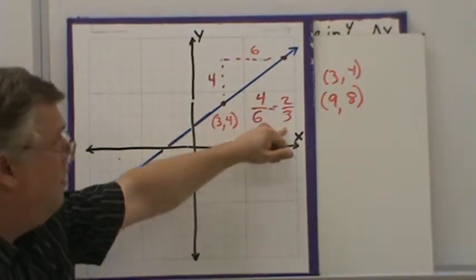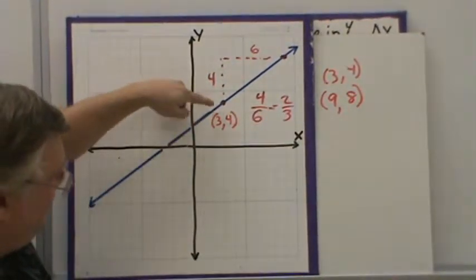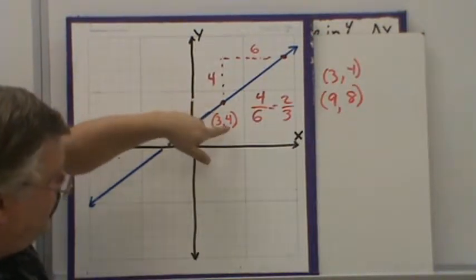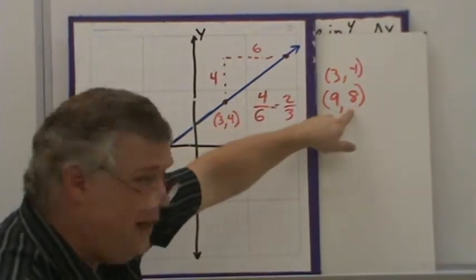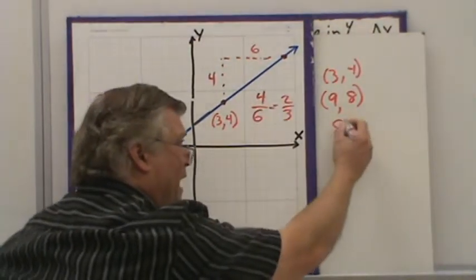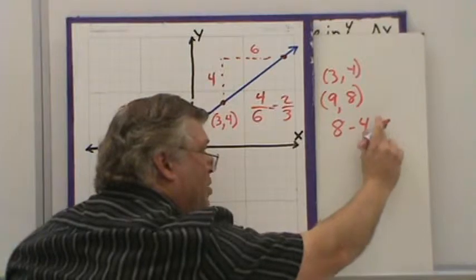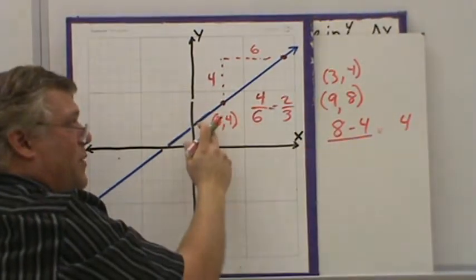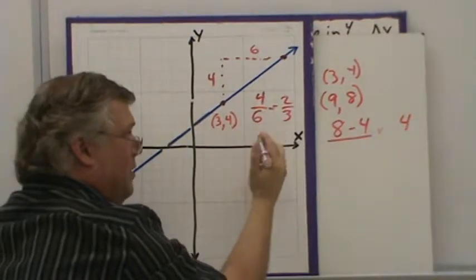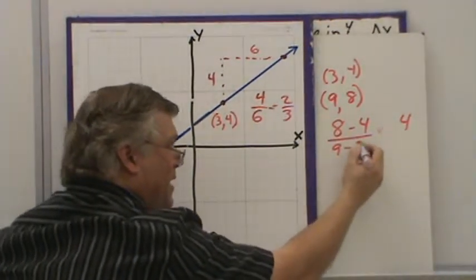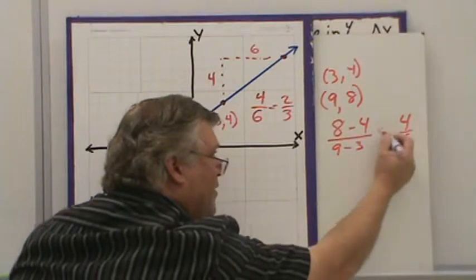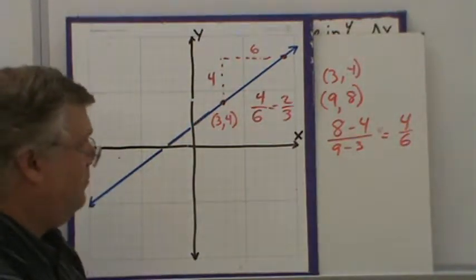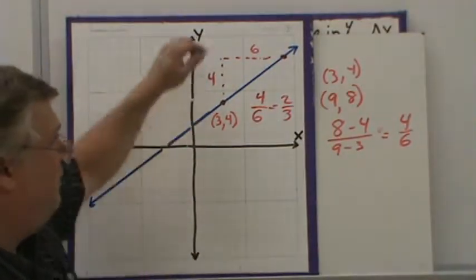If you look at it, the change in y is that it went from 4 to 8. So that's 8 minus 4. That change in y is a 4. The change in the x value went from 3 to 9, which is 9 minus 3, a change of 6. That's the same rise over run we got there. And when we reduce it, we get that 2/3.